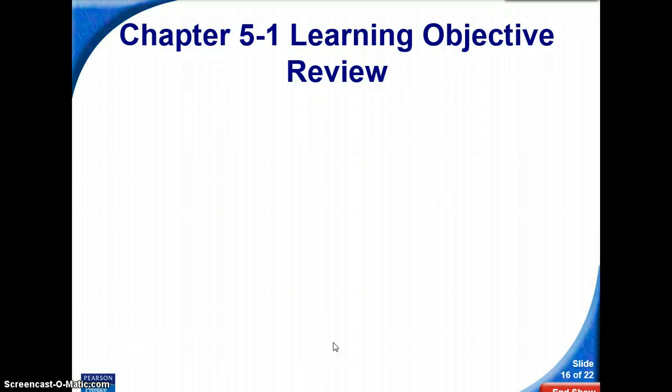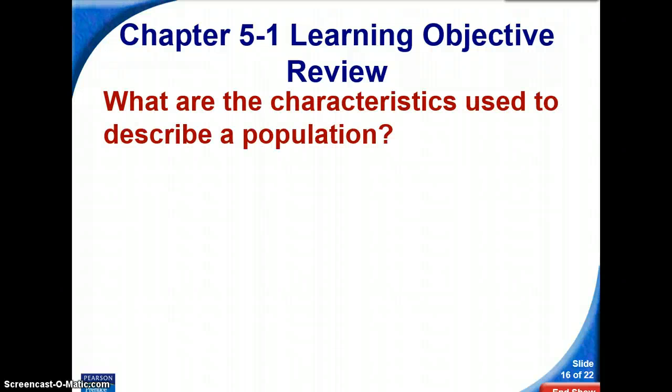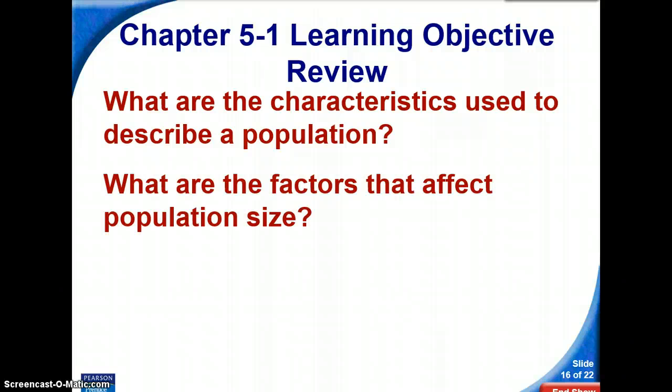Let's go over those learning objective reviews for this section. So the question is, what are the characteristics used to describe a population? Well, remember, we have the geographic distribution, we have the population density, and the growth rate. Those are the characteristics that will help describe a population. What are the factors that affect population size? 3 different factors. We have the birth rate, so the number of births, the number of deaths, and the number of individuals that enter or leave that population.